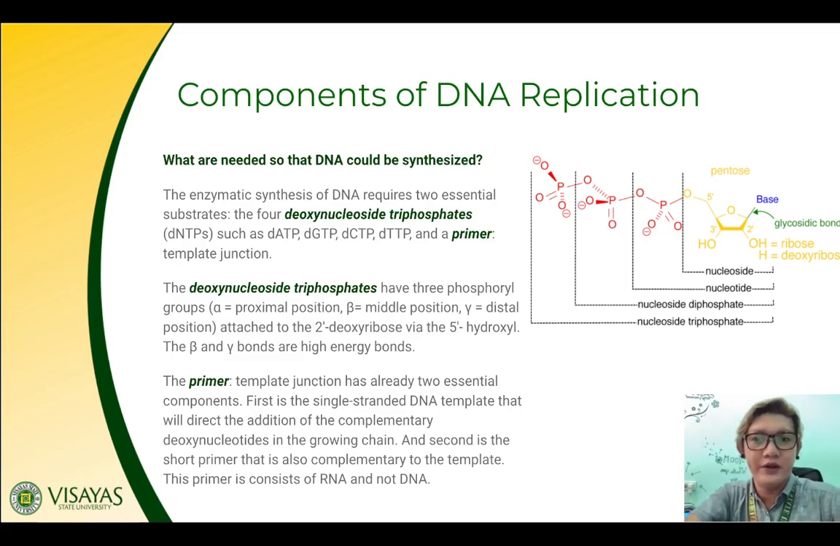Now, what is needed in order for DNA to be synthesized? Enzymes are needed. Enzymatic synthesis of DNA requires two essential substrates. What are these substrates? The four deoxynucleoside triphosphates, such as dATP, dGTP, dCTP, and dTTP, so dNTPs, and a primer-template junction. This is one name, primer-template junction.